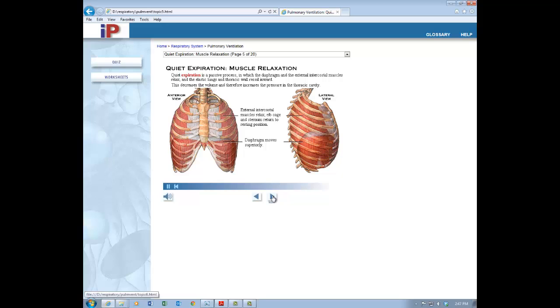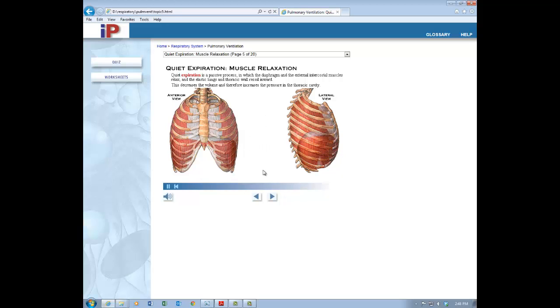These actions decrease the size of the thoracic cavity in all dimensions, and therefore increase the pressure in the thoracic cavity. To see both inspiration and expiration as a continuous cycle, click the cycle button.